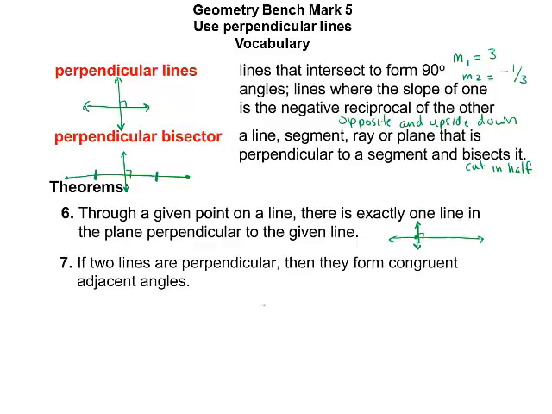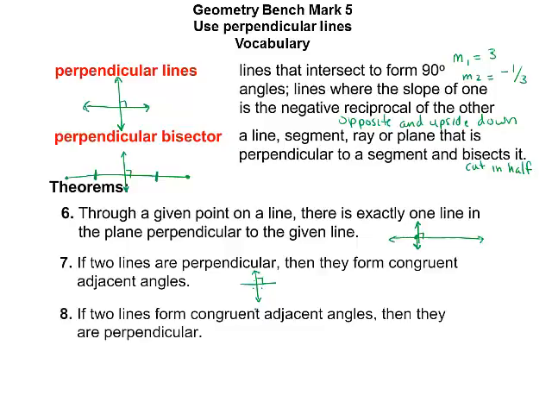And then we have, if two lines are perpendicular, they form congruent adjacent angles. If I'm perpendicular, then this is 90. And this is also 90, and this is also 90, and this is also 90. Because straight lines are 180, so if one of them is 90, then the other is 90. So you get congruent adjacent angles. So angles that are right next to each other that are congruent.